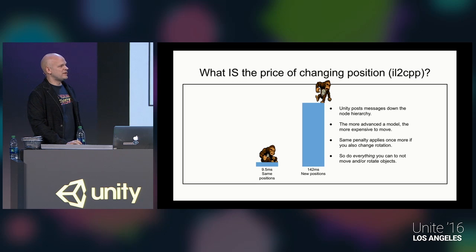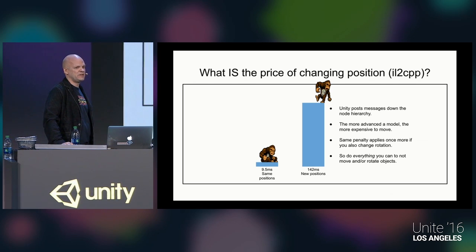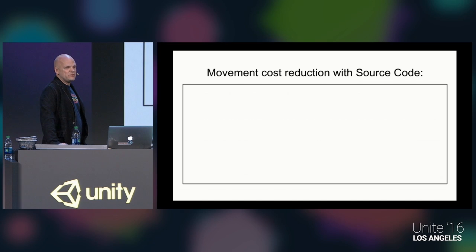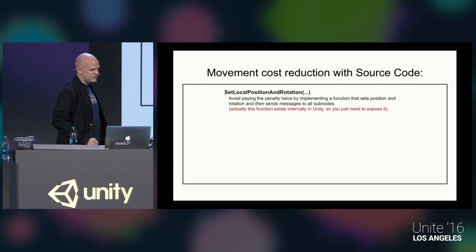I heard this morning that they're working on improving that, and this is very good and very needed, because in the end, it turns out that moving the characters was by far the most expensive thing we did, not figuring out what they were going to do, just moving them. And you can't really do anything about it if you don't have source code access. Luckily, we had that, so there are things we can do.